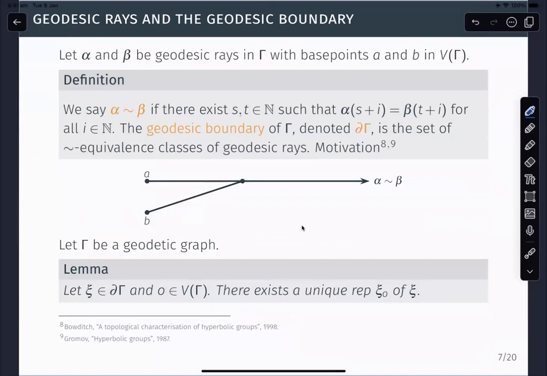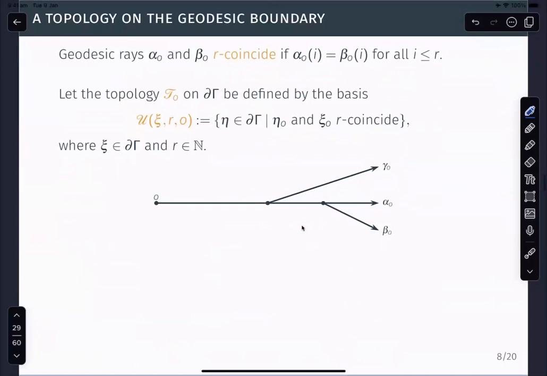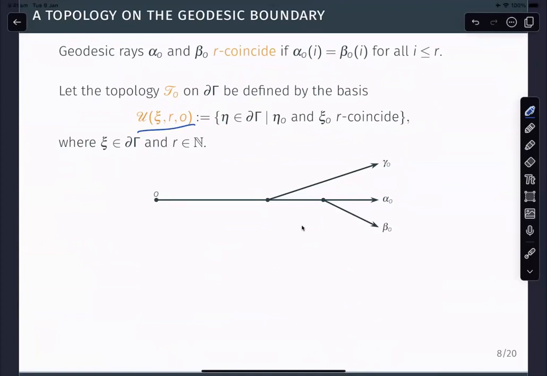A little exercise is that if you have something in the boundary and you have some favorite base point that you want, then you can find a unique representative in the boundary that starts at that base point. That notation means that it starts at O instead of wherever psi started. So we define a topology on this boundary. We have these open sets so that the neighborhood of a ray is the set of all things that coincide for some initial segment, and so that this ray is further away than that ray from that ray. We're completely just following the Gromov boundary idea.